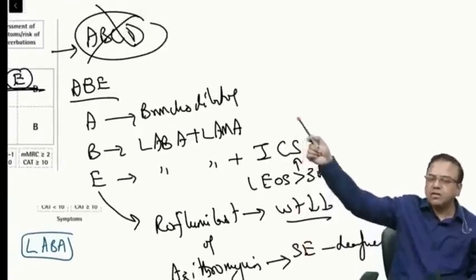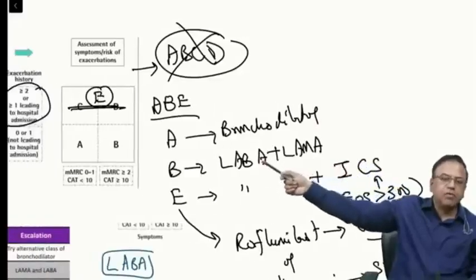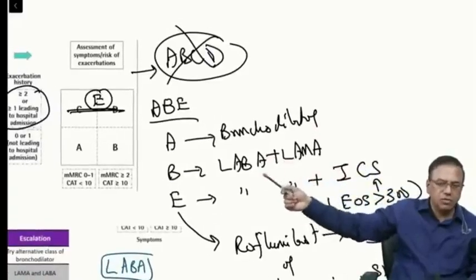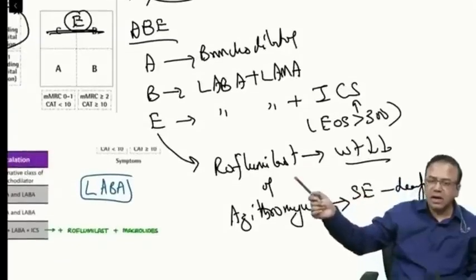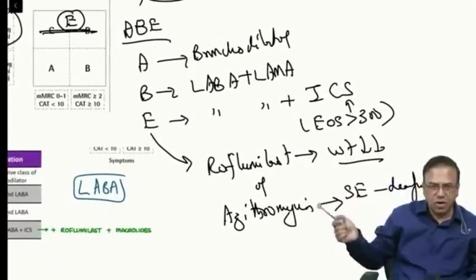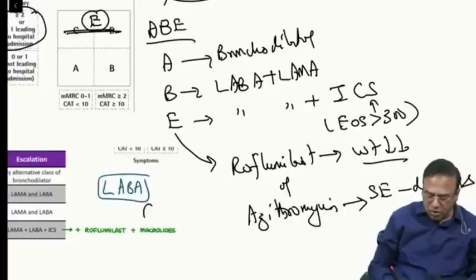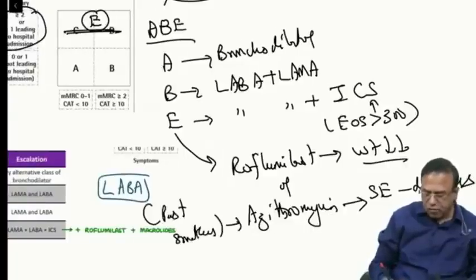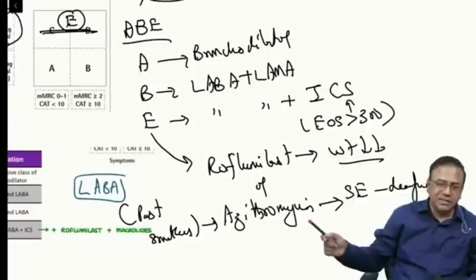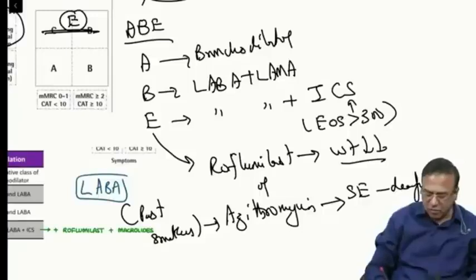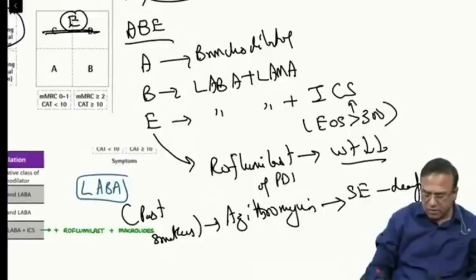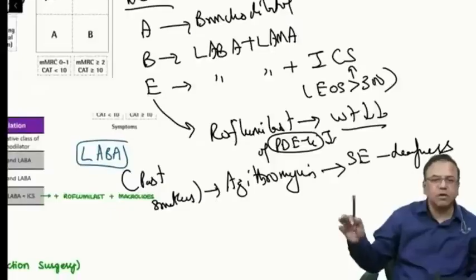So A, just use a bronchodilator. B, you have to use LABA-LAMA combination. E, you have to use LABA-LAMA plus inhaled steroid provided eosinophil is high. And in E, additionally, you can use roflumilast or azithro. If the patient is a past smoker in the question, you have to go for azithro. Daily azithro will cause deafness. That's a problem. Roflumilast is a phosphodiesterase 4 inhibitor. So these are the drugs that we use in the management of COPD.